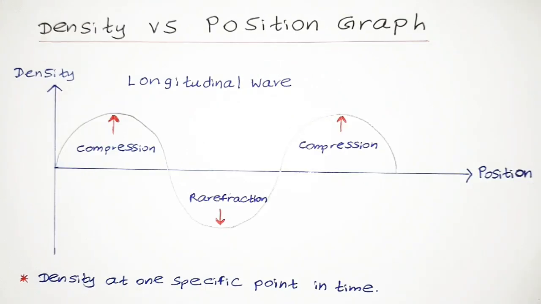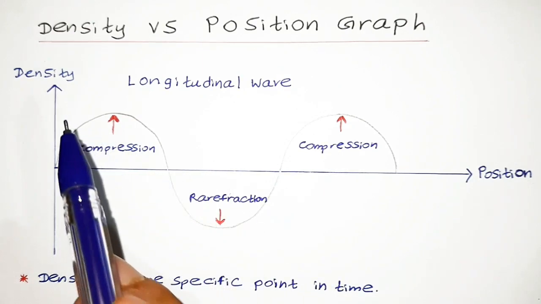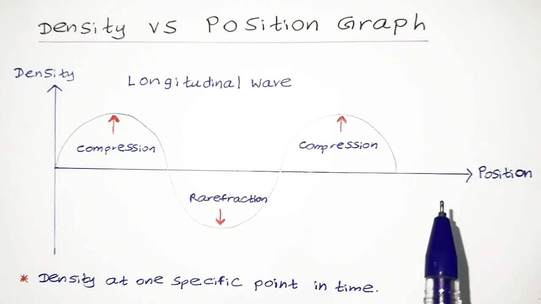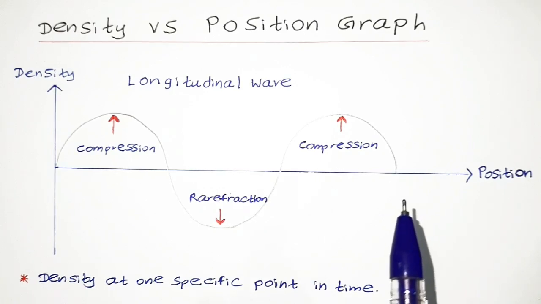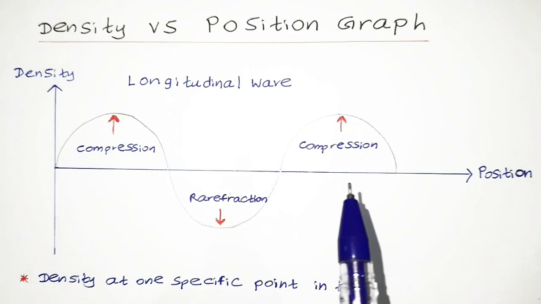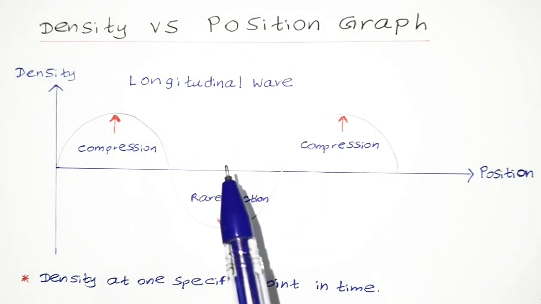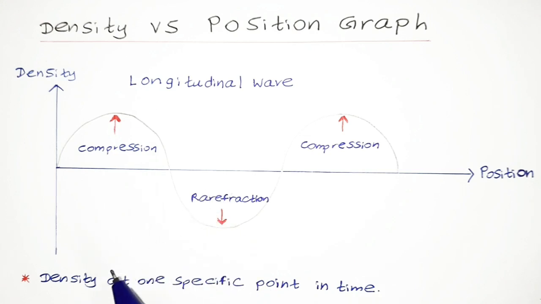The final graph that we are going to discuss is the density versus position graph. And in the y-axis we would have density, and in the x-axis we would have position. And in this particular density versus position graph, we would discuss a longitudinal wave. The sine curve is obtained because of the density at one specific point or location of the longitudinal mechanical wave in time. So this is a snapshot taken.